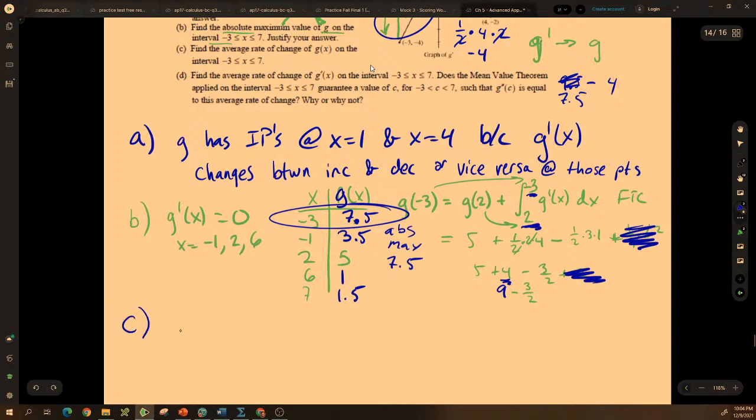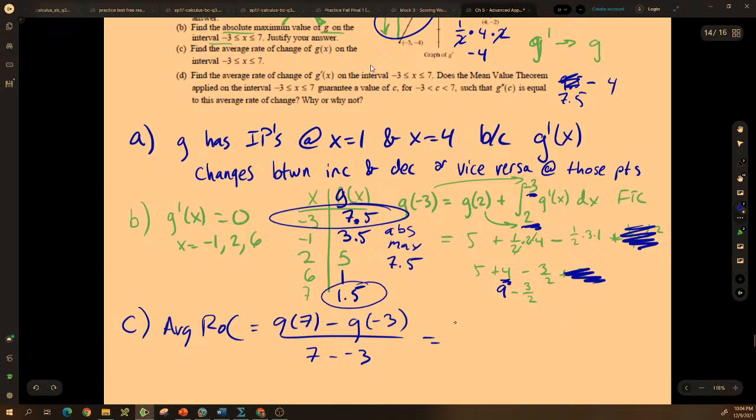C, find the average rate of change of g of x from negative 3 to 7. So this would be g of 7 minus g of negative 3 over 7 minus negative 3. And actually this we need: 1.5 minus 7.5 over 10. Right? I can just box that. I got those from the triangles.